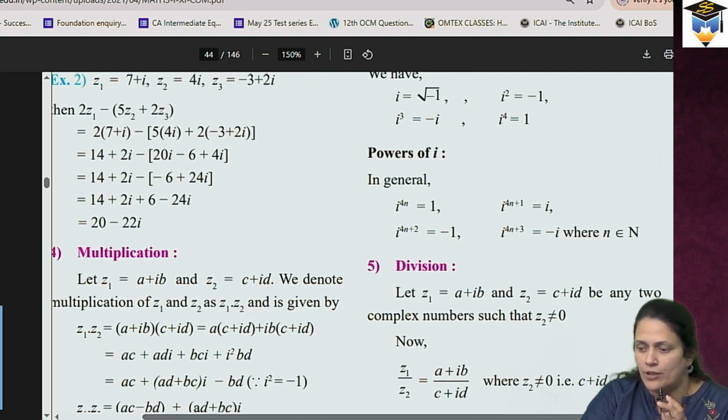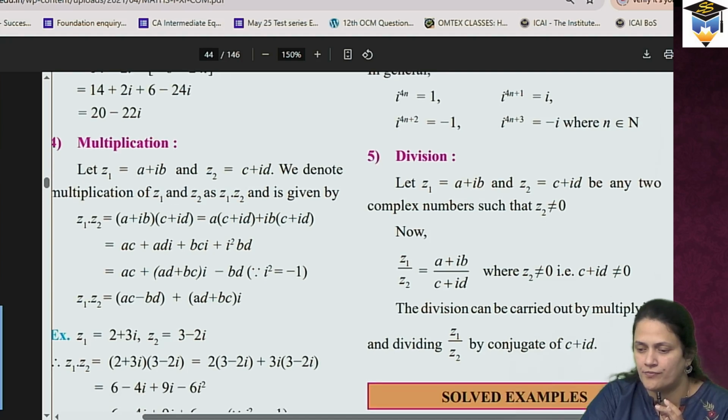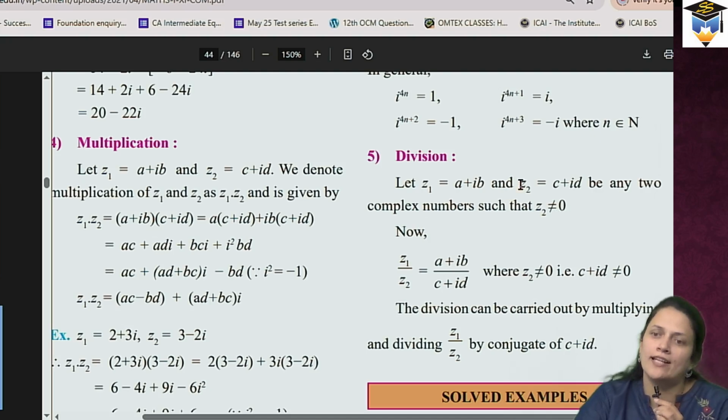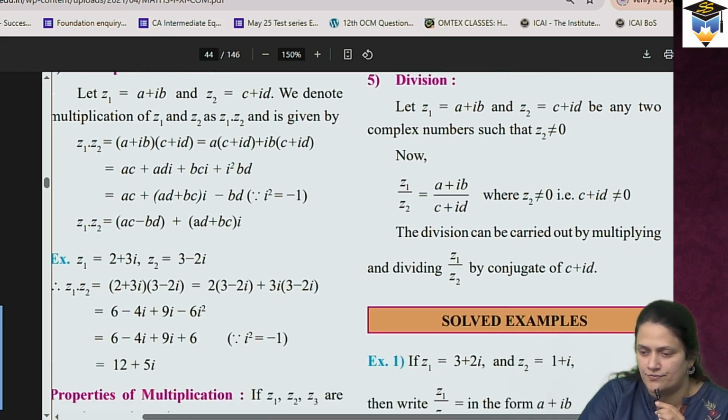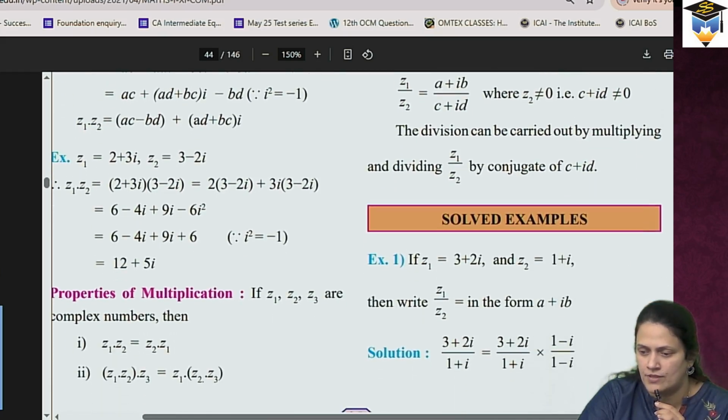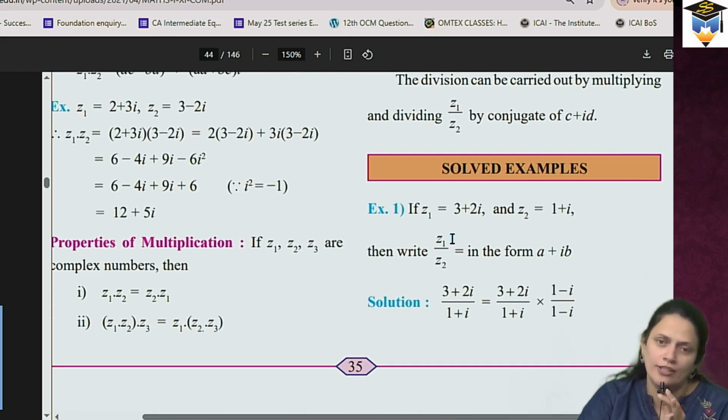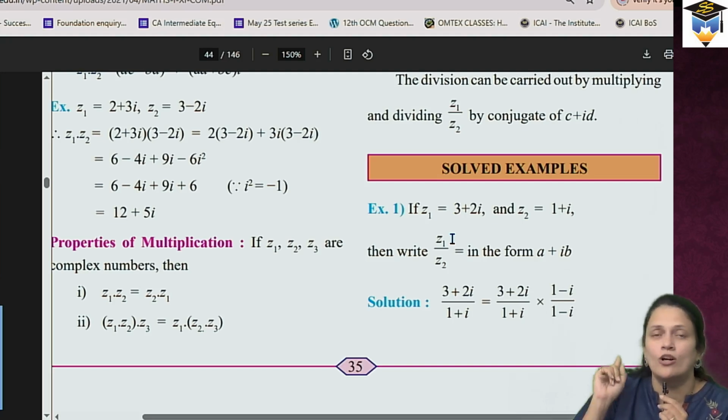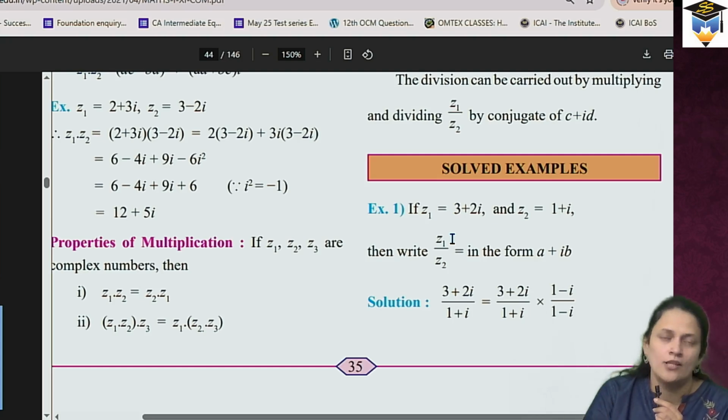Now let us read about the division part. They have given us z1 as a plus ib, z2 as c plus id. These are the complex numbers, and of course z2 is not equal to 0 because the denominator can never be equal to 0. Now how to do a division? See, now they have given a solved example over here. Let us take the example. Yes, also one thing I forgot to tell you, all the solved examples from the textbook are important. So you have to also write down the solved examples.